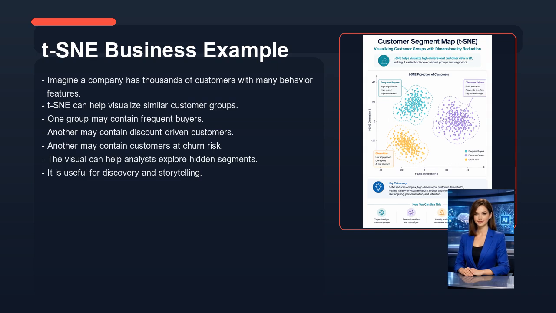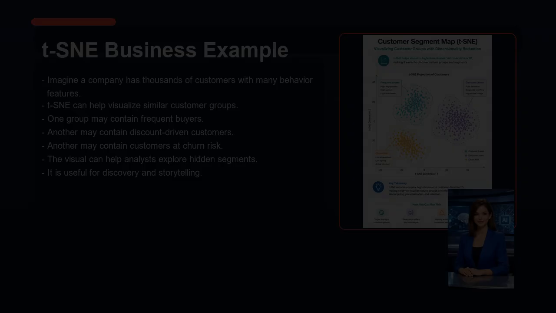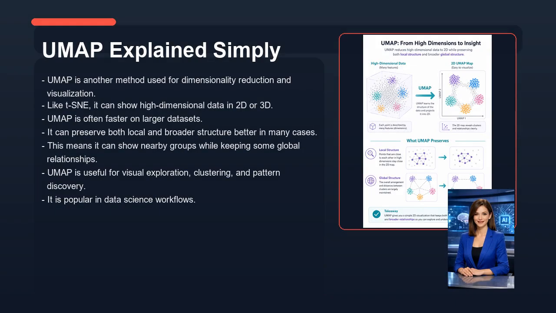Another may contain discount-driven customers. Another may contain customers at churn risk. The visual can help analysts explore hidden segments. It is useful for discovery and storytelling. Now let's look at UMAP Explained Simply.